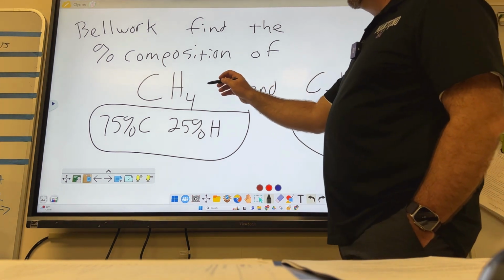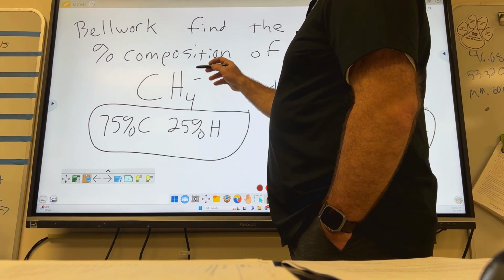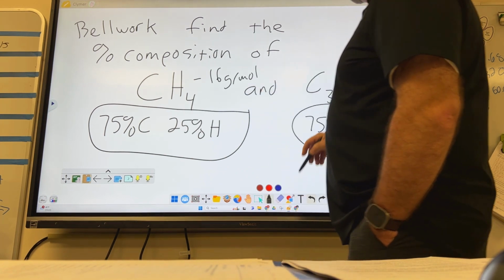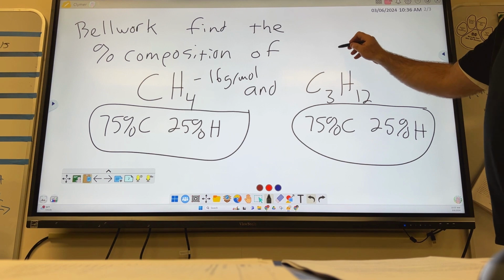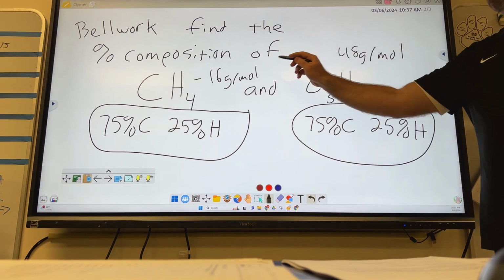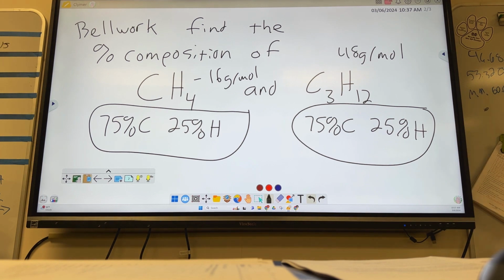What's the molar mass going to be here? 12 plus 4, 16, right? And then what's this one going to be? What do you notice about these two numbers, 16 and 48? One is exactly 3 times larger, right? Which again, that all makes sense.